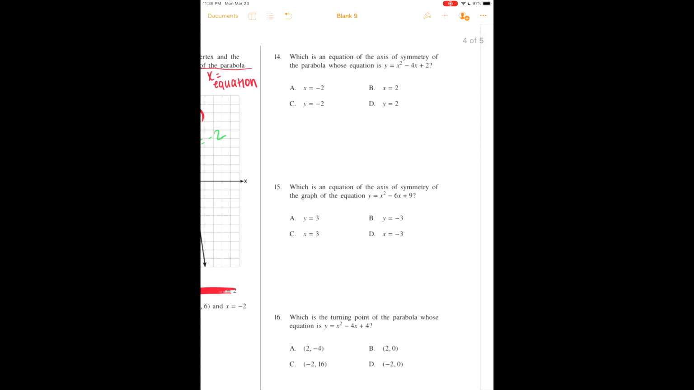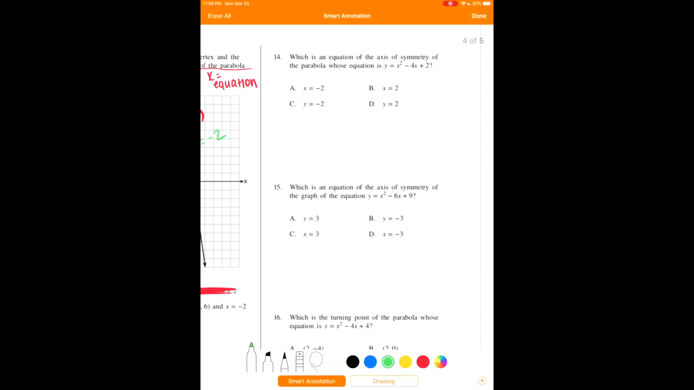The rest of the answers for your review sheet, starting with number 14. Which is the equation of the axis of symmetry of the parabola whose equation is y equals x squared minus 4x plus 2? So, you know you're always going to have an x equals equation for axis of symmetry. So I'm getting rid of choice C and D.